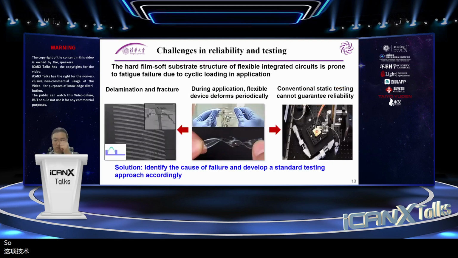So the last challenge for flexible electronics, for flexible chips, is reliability and testing. We know the chips in our cell phone and our laptop are rigid. They cannot be deformed. But flexible chips are very easy to deform. We can stretch them, we can bend them, so they are very easy to fracture. So how do we design, and how do we evaluate the reliability and testing? We have to develop some technology to realize this.